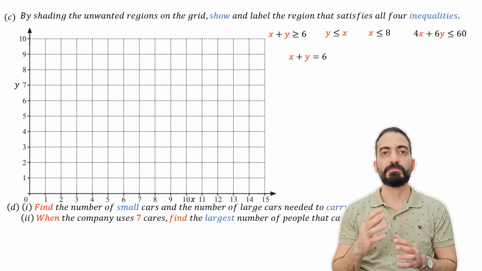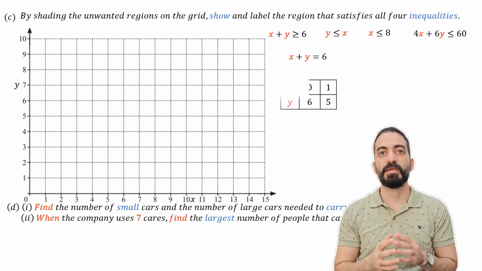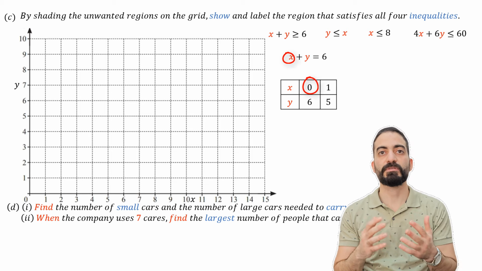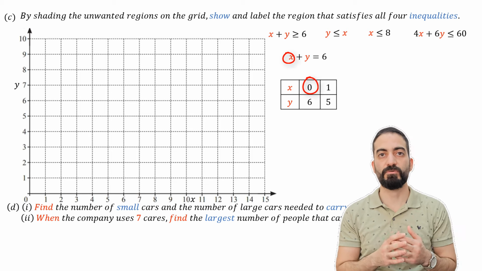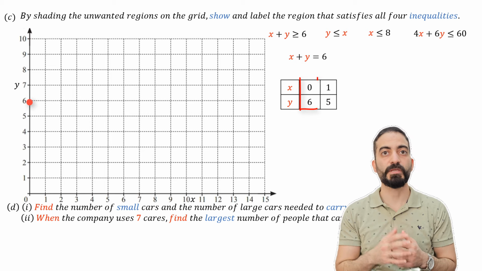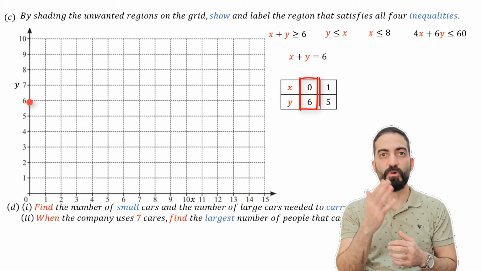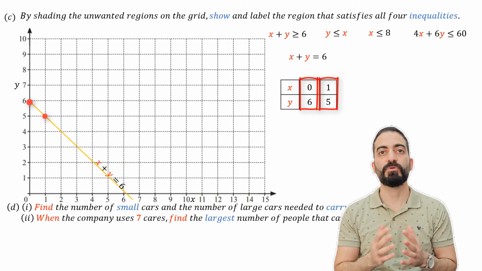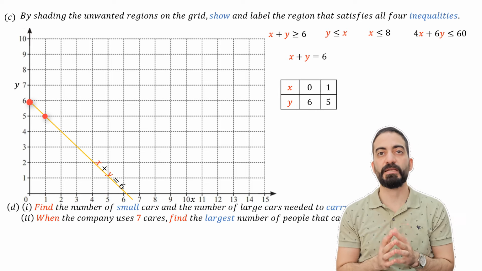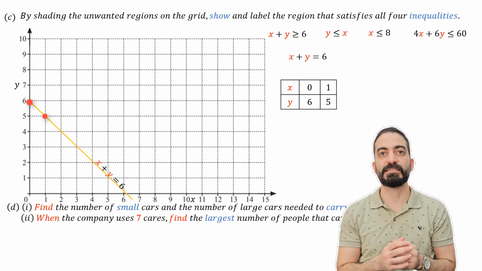Simply draw a small table in this way. In place of the x, I put 0, so 0 plus y equals 6, so y equals 6. And I choose x equal to 1, so I get that y equals 5. So the points are 0, 6 and 1, 5. Now we connect the 2 points together to get the line x plus y equals 6.